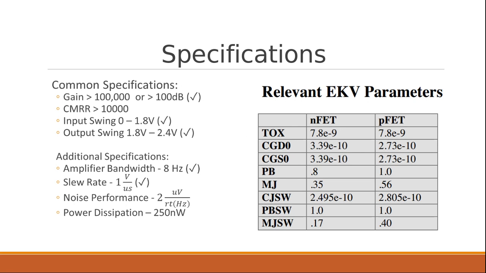On the left, we list the specifications we were given, with checks indicating the ones that we successfully met in this project. We met all the common ones except for the CMRR, and we met amplifier bandwidth and the slew rate for the project specific ones. Also worth noting is the chart you see on the right side with the parameters we used for our transistors in the EKV model.